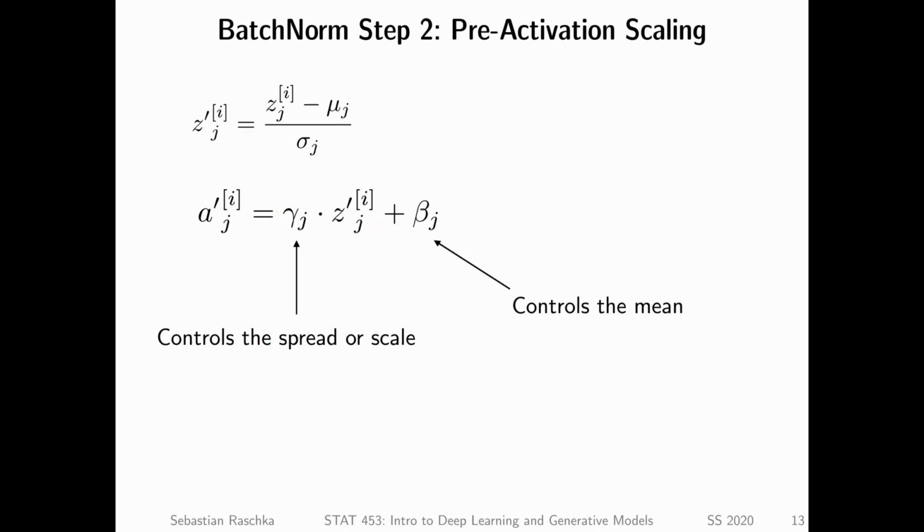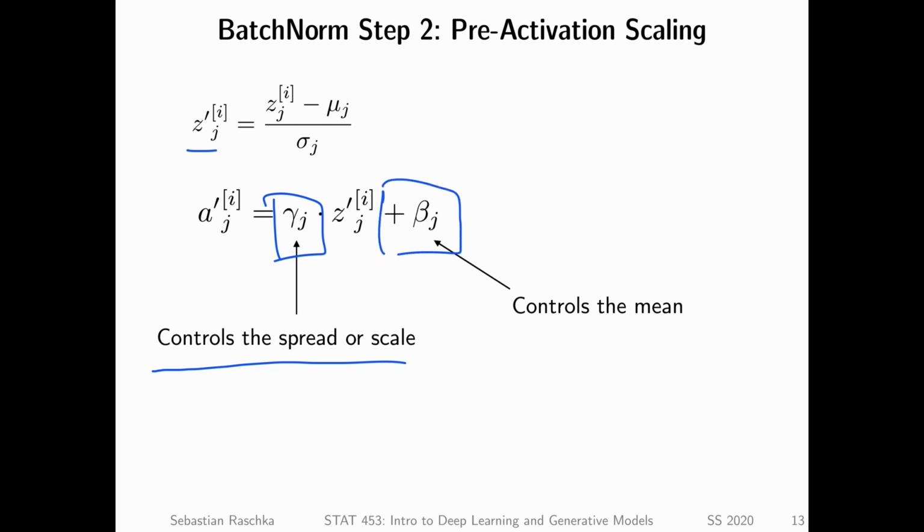So what it basically does is it scales back the normalized or standardized activation. So we applied some standardization here, and this gamma parameter allows us to scale it, to make it larger by multiplying it by a number greater than 1, or shrinking it by multiplying it by a number smaller than 1. Also, we can have negative numbers, of course. Then we have a second parameter which controls the mean.